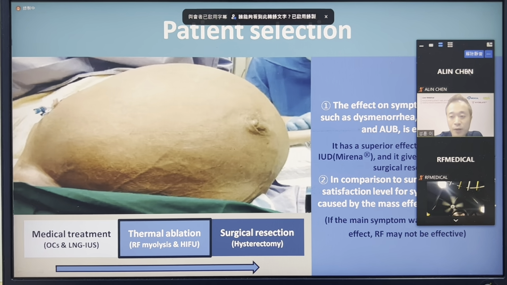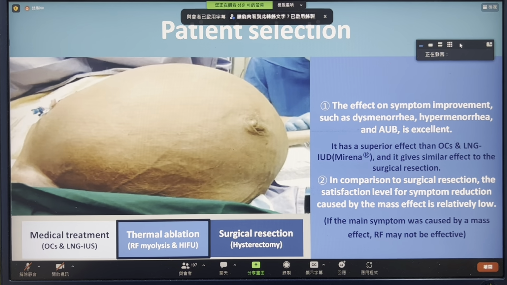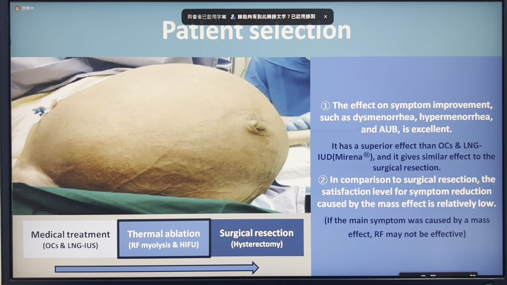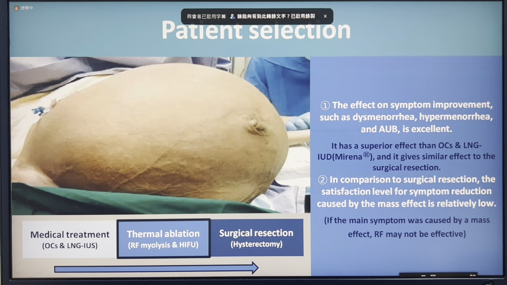The effect on symptom improvement such as dysmenorrhea, hypomenorrhea, and AUB is excellent. It has a superior effect than medical treatment, and it gives similar effect to the surgical resection. In comparison to the surgical resection, the satisfaction level for symptom reduction caused by the mass effect is relatively low. So, if the main symptom was caused by the mass effect, RF may not be effective.